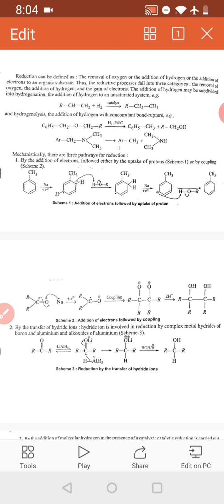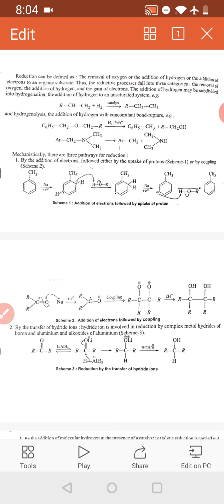It is either the removal of oxygen or the addition of hydrogen or the addition of electrons to an organic substance. So we can say that the reductive process can be put into 3 categories. If in a reaction the removal of oxygen is occurring, or the addition of hydrogen is occurring, or the gain of electrons is taking place, then we say that reduction is taking place in this reaction.